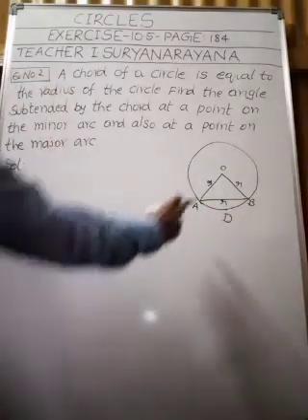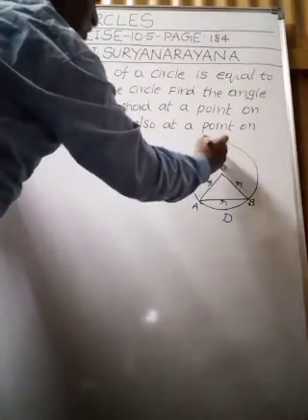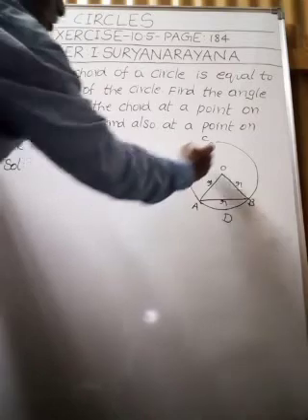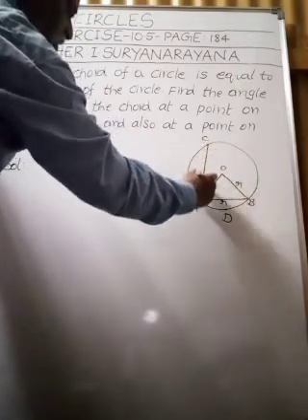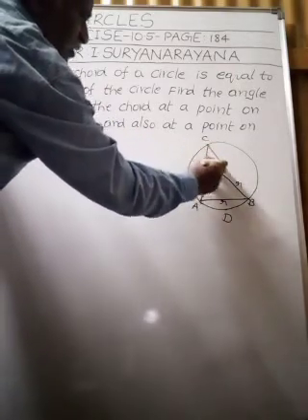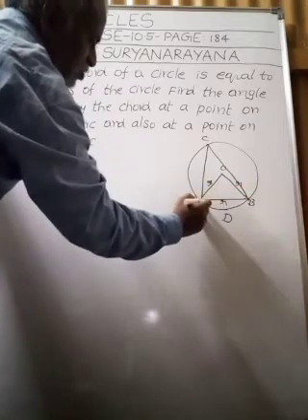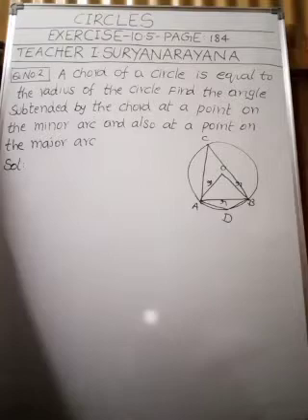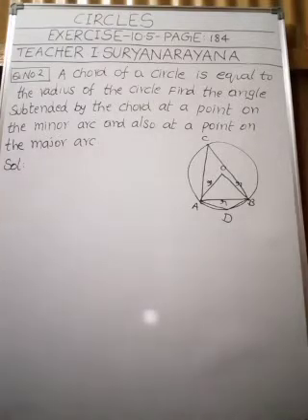And this is a major arc. Yes or no, my children? Let us take point C on the major arc. Let us join AC and BC. Similarly, join AD and BD. Okay, my children. Like this, we have drawn the rough diagram for the given data.